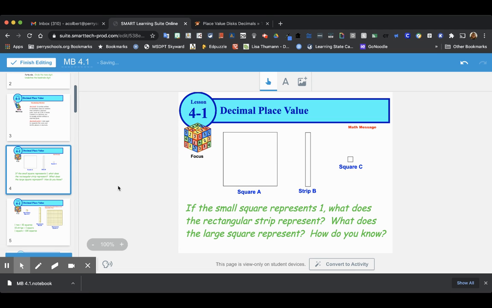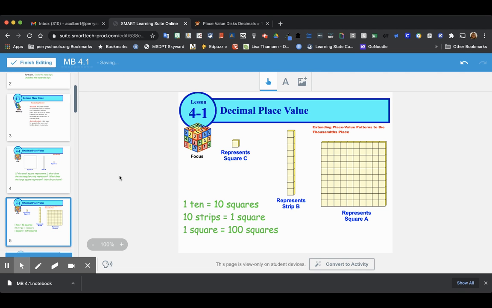All right, so with decimal place value, if a small square represents 1, we know that the rectangular strip, in strip B, would represent 10. And then this one would represent 100. We know that because there are 10 squares in B, and then there are 100 in the large square. That's something that we've been doing. So 1 strip equals 10 squares, 10 strips equals 1 square, and 1 square equals 100 squares. Okay?